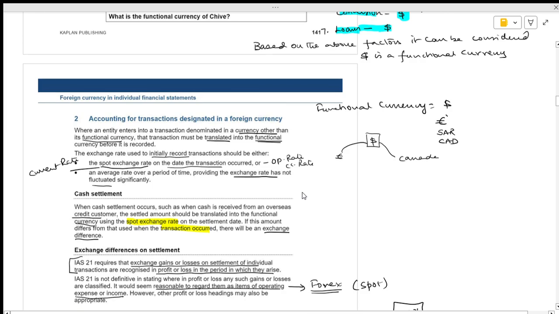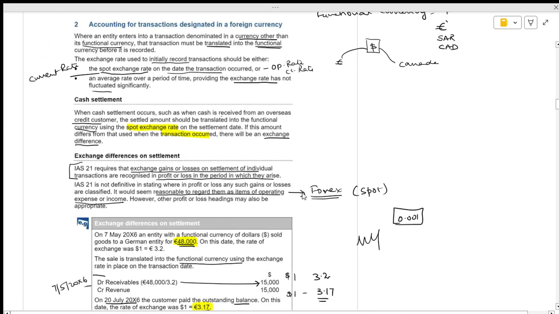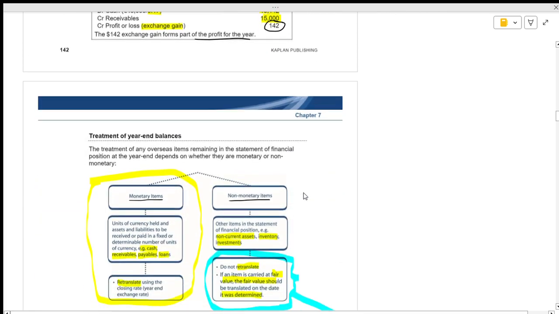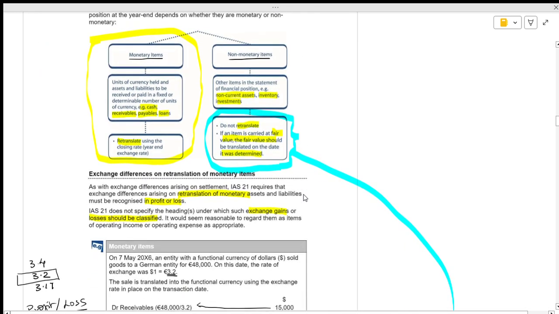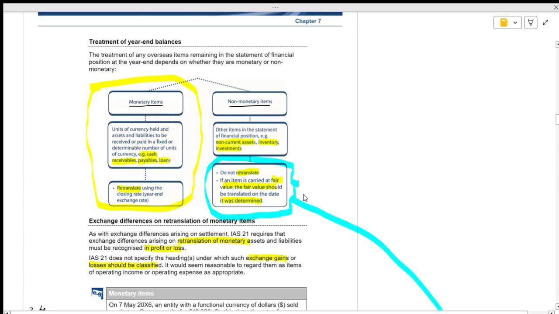Then we are talking about how it is going to be settled in cash, what the exchange differences are, and how they have to be treated. Subsequently, we will have monetary items and non-monetary items. What are the conditions of monetary items? Monetary items are cash, receivables, payables and loans. Non-monetary items are non-current assets and inventory.